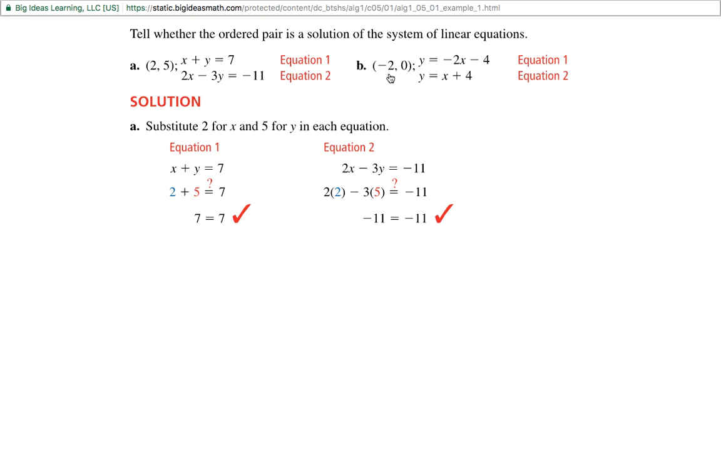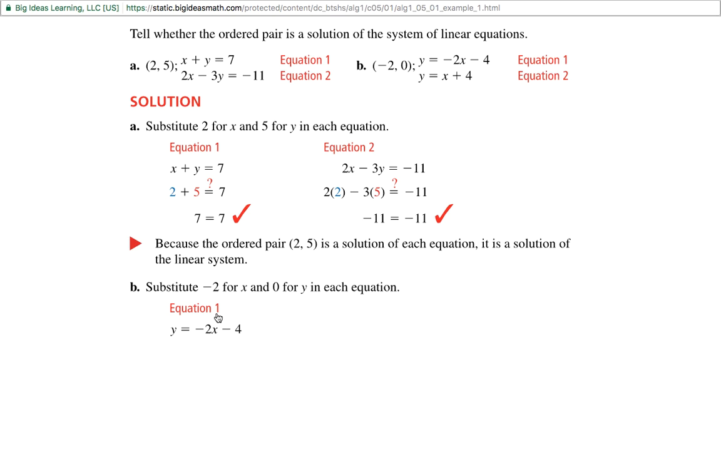Letter B, exact same thing. They're giving us x is negative 2, y is 0. We're going to take this x and plug it right in here to this x right here, and take this y and plug it into that y right there, and see if it works. Okay, so we're going on to the next one. Plug in there, and we'll see. Negative 2 times negative 2 is a positive 4. 4 minus 4 is 0. Yep, that one works.